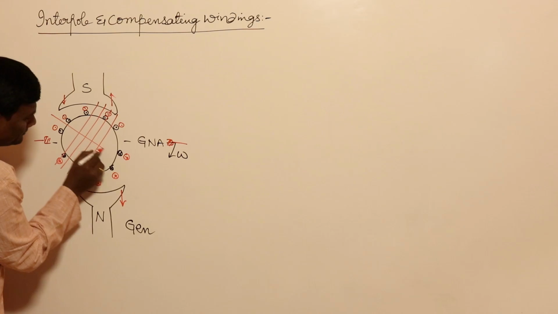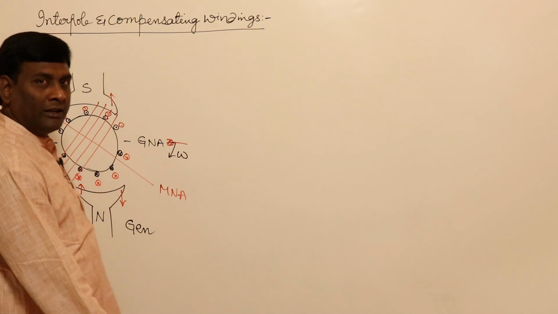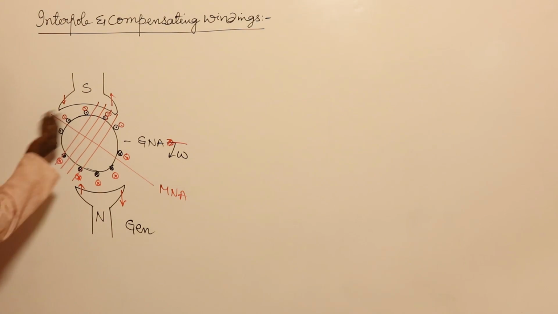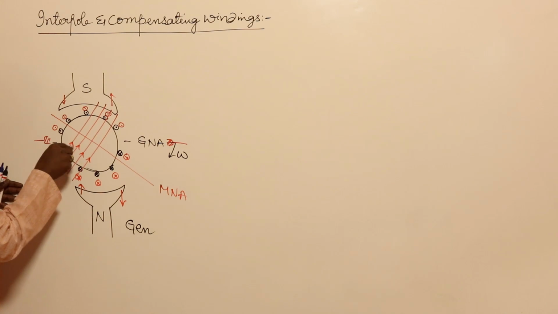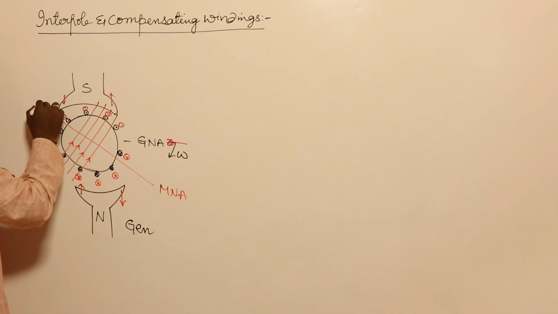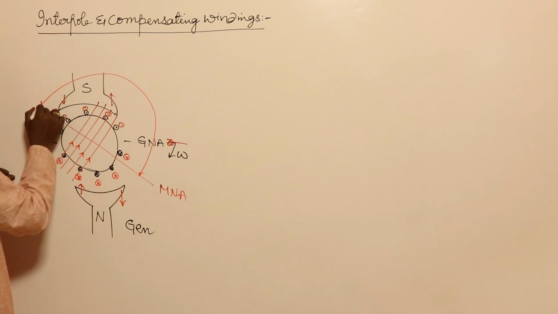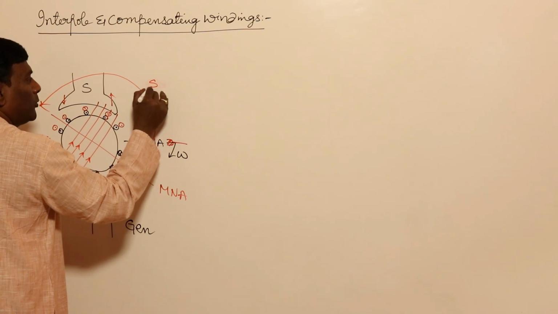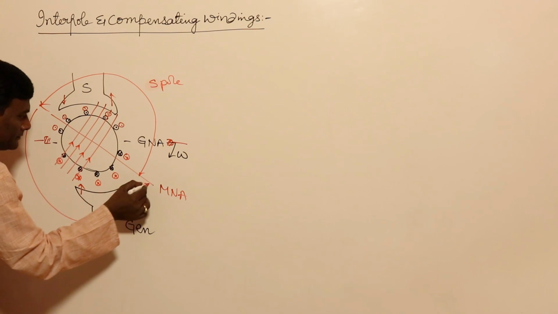For example, here this is going to be the MNA because of load current. So what does it mean? If my flux is flowing like this, then because of armature reaction flux is flowing in this direction, which means from here to here it became an S pole, and from here to here it became an N pole.